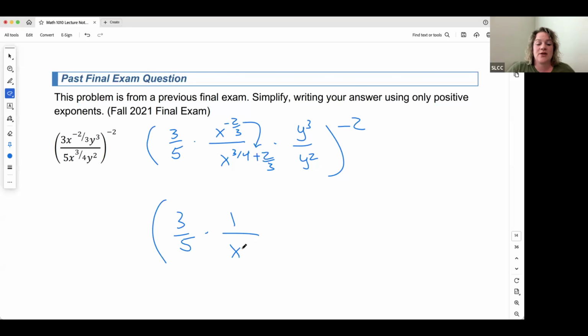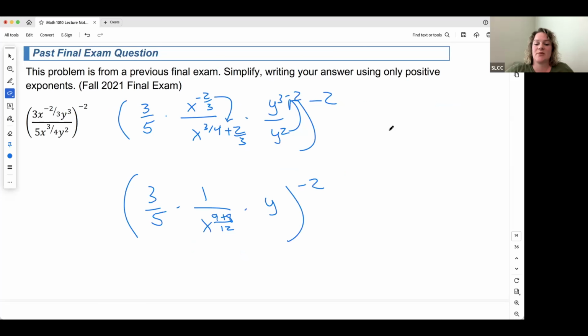Now the common denominator is 12, and fix the numerators would be 3 times 3 is 9. And then 4 times 2 is 8. And then when I'm looking at the y's, move the smaller number, change the sign. So I would subtract 2. 3 minus 2 is 1. So then I just have y. All of this raised to the negative second power.